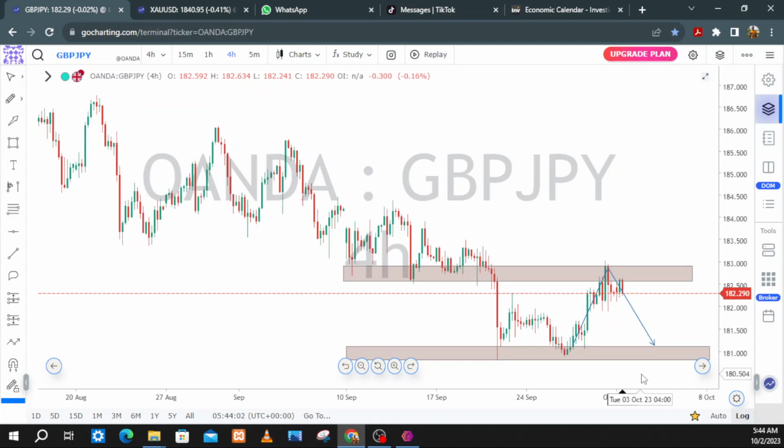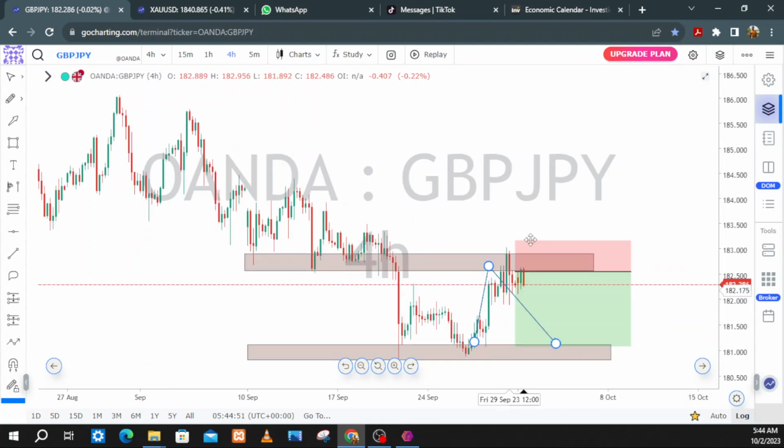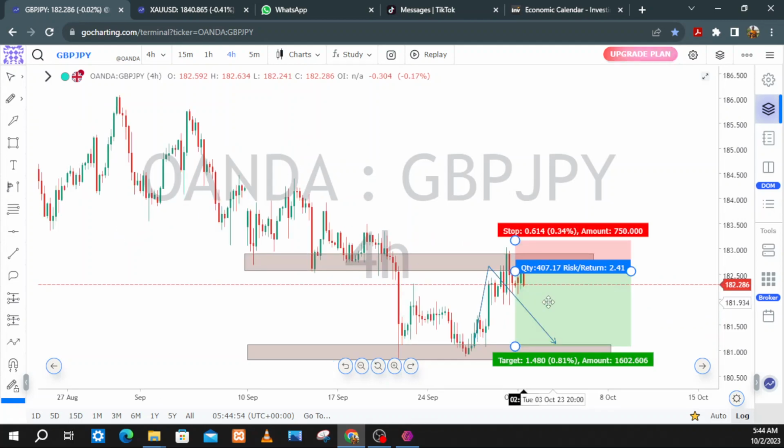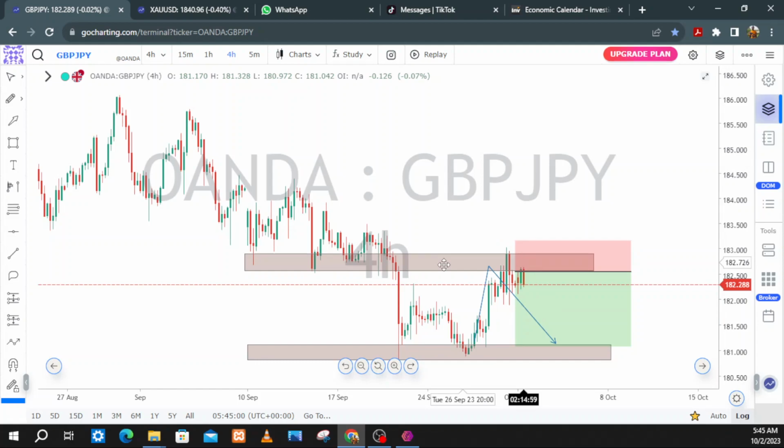All right, so the original entry should have been somewhere around here. Is that okay? So this is like a 1:2.4 risk reward ratio, which is a very good one. So the first reason why I expect the market to come down is the fact that it has approached a zone which it hasn't tested for a long time.